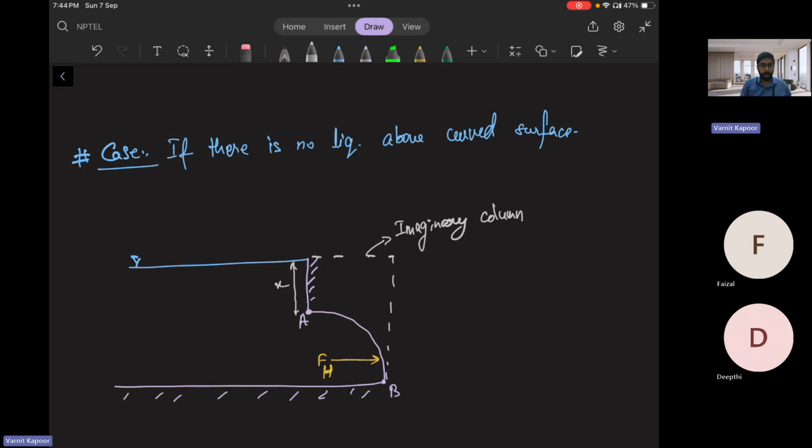Okay, of the same liquid, and the line of action of the vertical component is at the center of gravity of the imaginary column, in the opposite direction. Okay, so suppose the center of gravity is this, of this imaginary column. Then what will be your line of action? This will be your vertical force, and this will be your horizontal force. Okay, in the opposite direction.